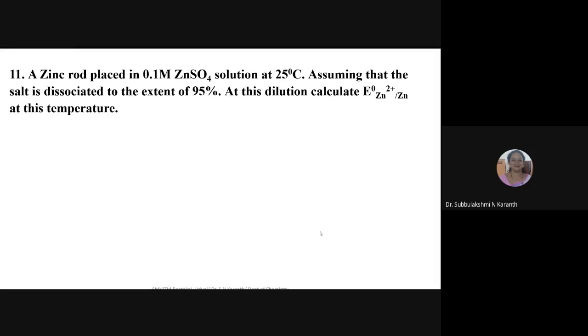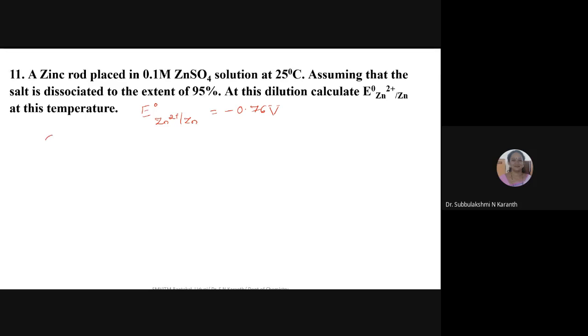You are preparing an electrode which contains a zinc sulfate solution with 95% dissociation. For that dilution, you have to find the electrode potential. One more thing is given, that is E naught Zn2+ | Zn is minus 0.76 volt.